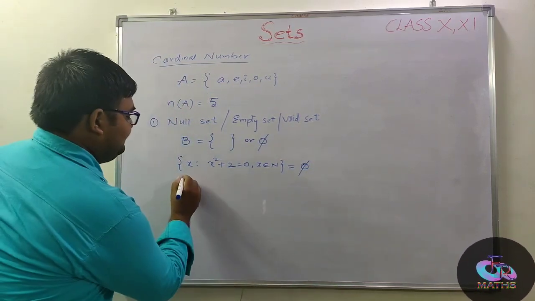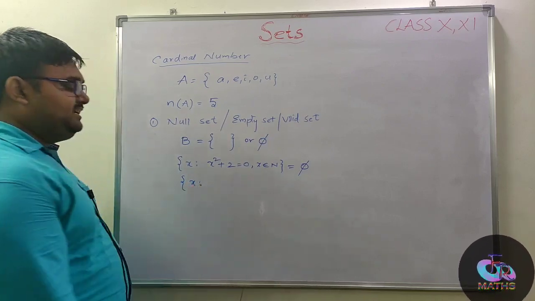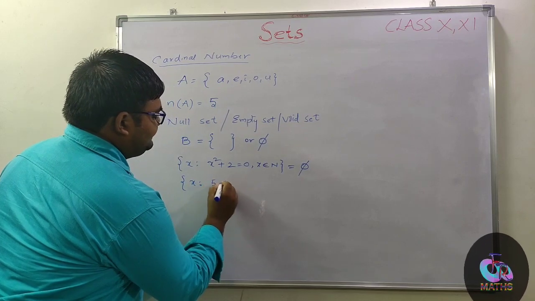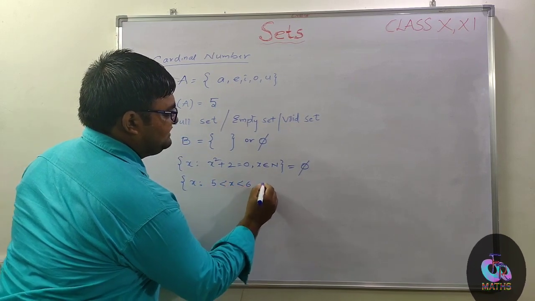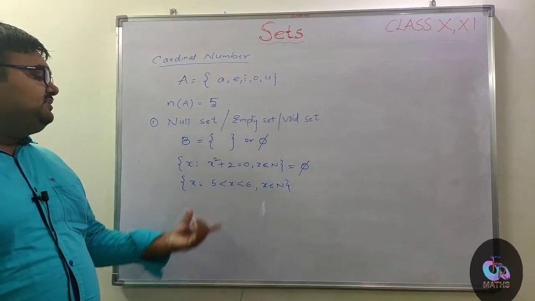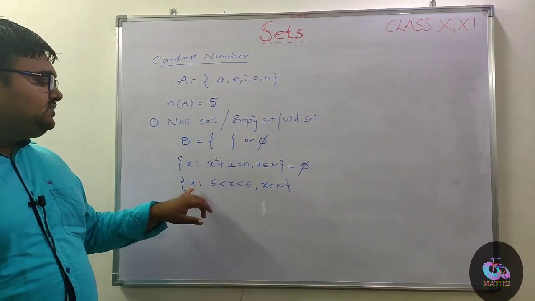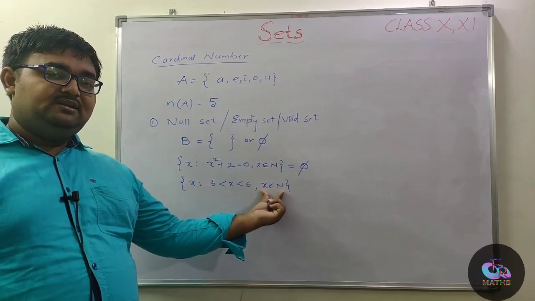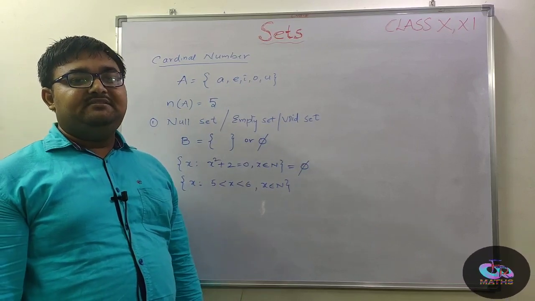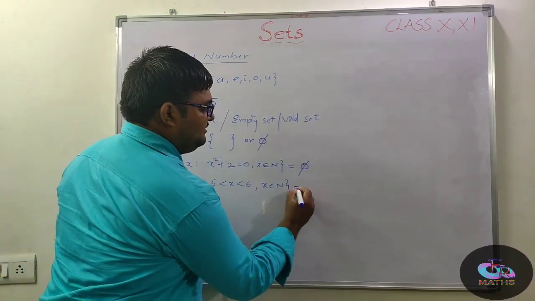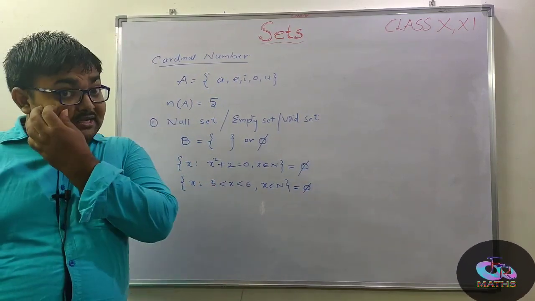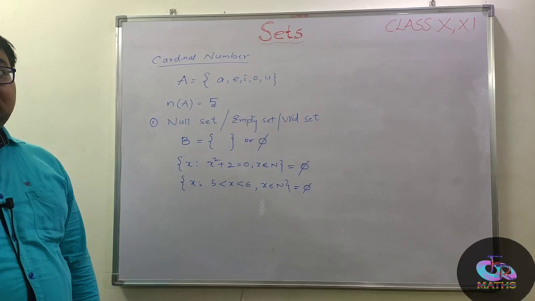In the same way there are some more examples, if you want you can take. x such that 5 is less than x less than 6, x belongs to natural numbers. If you observe this set builder form, x is a natural number which lies between 5 and 6. Is there any natural number that lies between 5 and 6? Clearly it is an empty set. So this is the concept of null set.